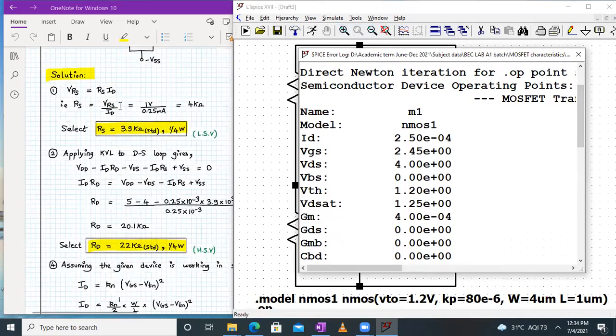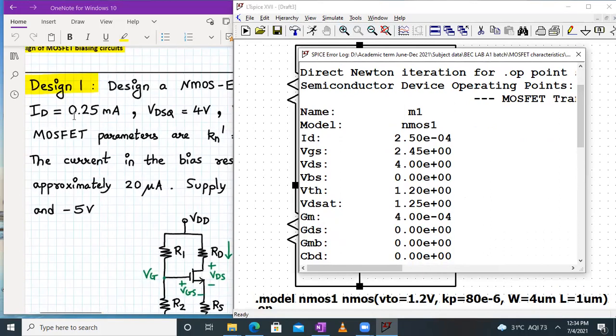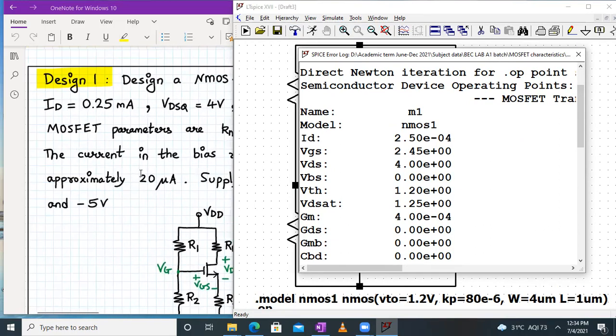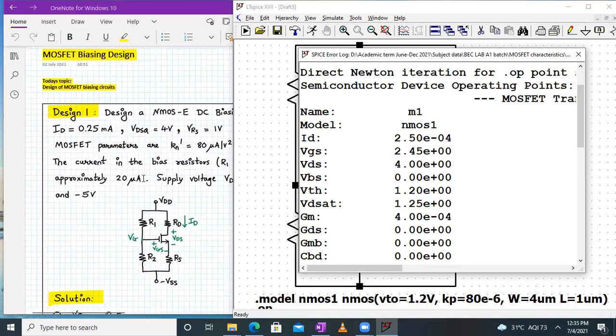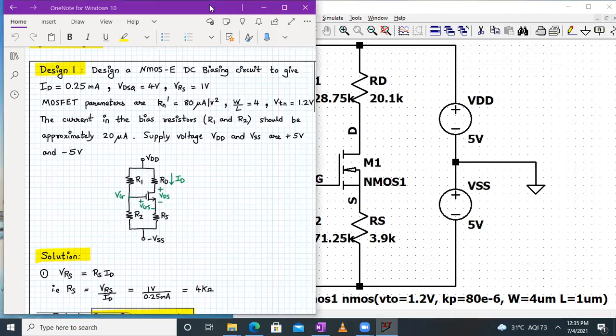Okay. So RS value, we have to substitute it as a standard value of 3.9K. Only that change we have to do. Rest all the things are coming in place. ID value is matching, VDS is matching, VGS is matching, and also the current flowing through the biasing resistors is coming the same. Okay. So with this, we have verified all the values for design number 1. Let us move on to design number 2.